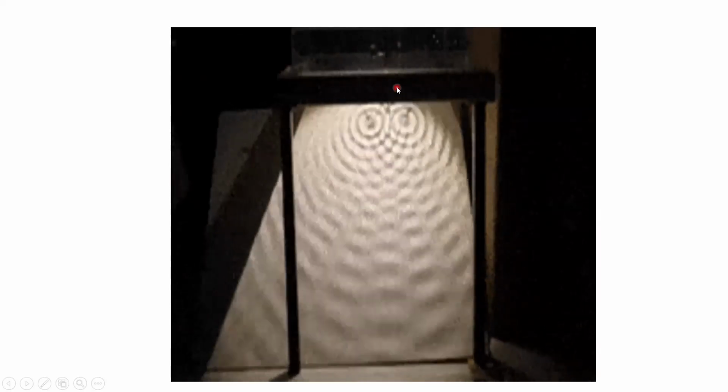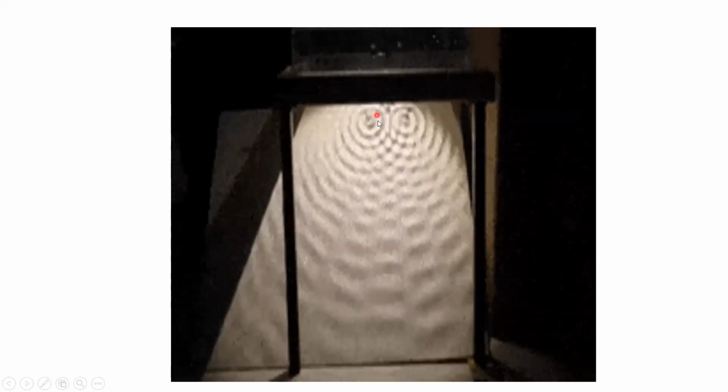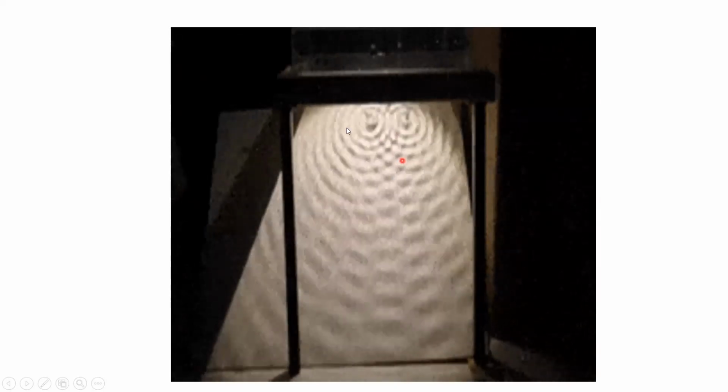This is another image. As you can see, these spherical objects are vibrating up and down. As they vibrate up and down, they're disturbing the water surface, and we only see the image. This is what we see as an image.